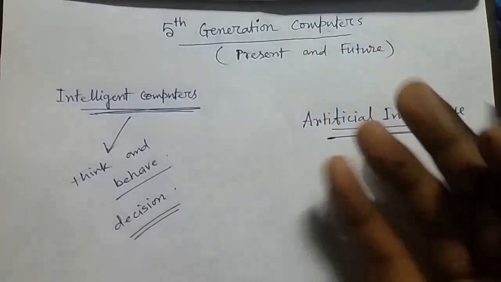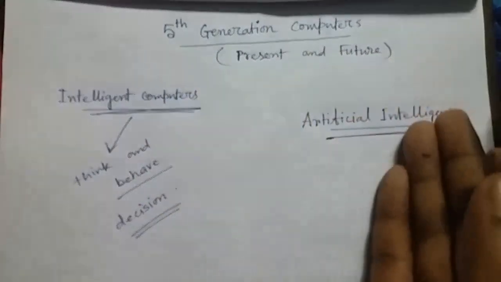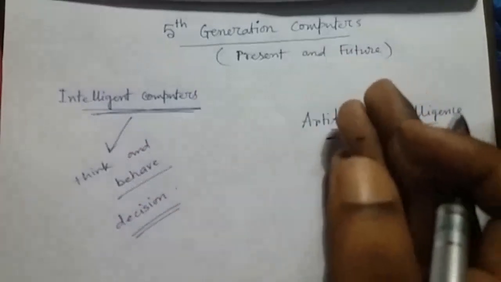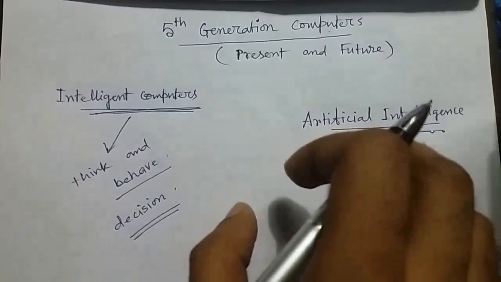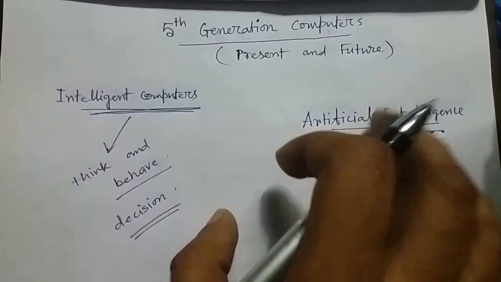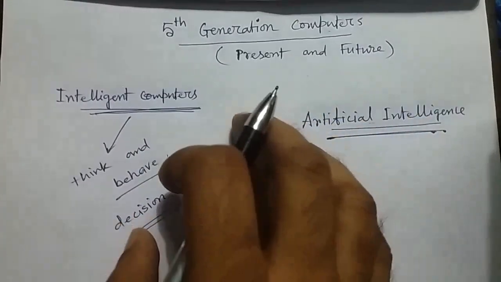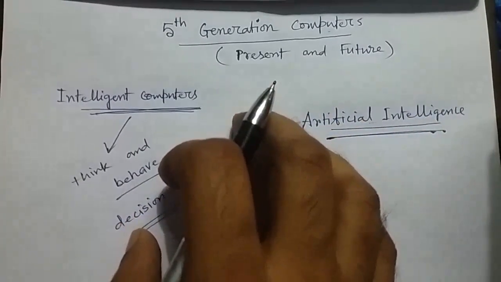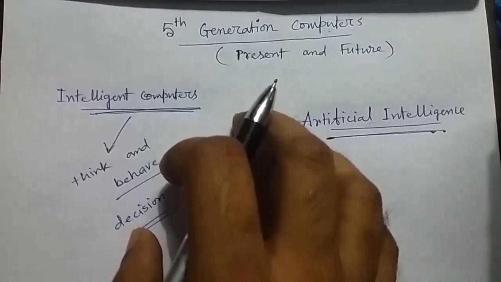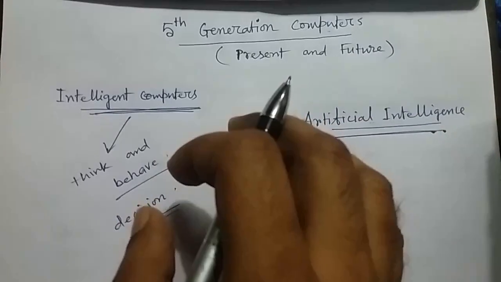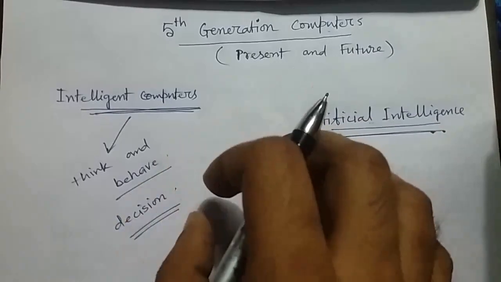So you will be asked what is artificial intelligence? The answer is quite simple. You will say that artificial intelligence is a concept that may help computers to think and behave like human beings and to take decisions on their own. So that's why they can interact with us.